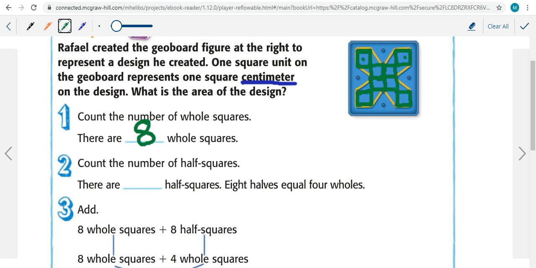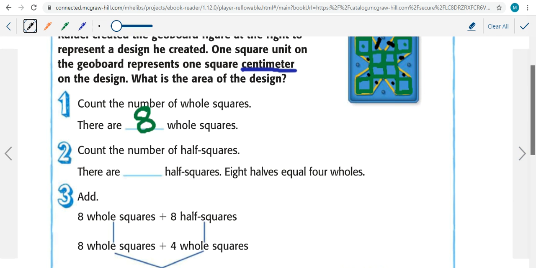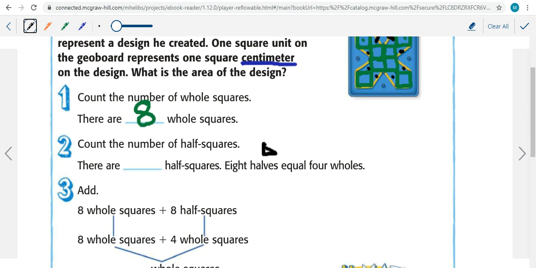Now we're going to count how many square halves we have. Let me do it in another color. Here we have 1, 2, 3, 4, 5, 6, 7, 8 half squares. I will explain it to you like this. 8 half squares. 1, 2, 3, 4, 5, 6, 7, and 8.